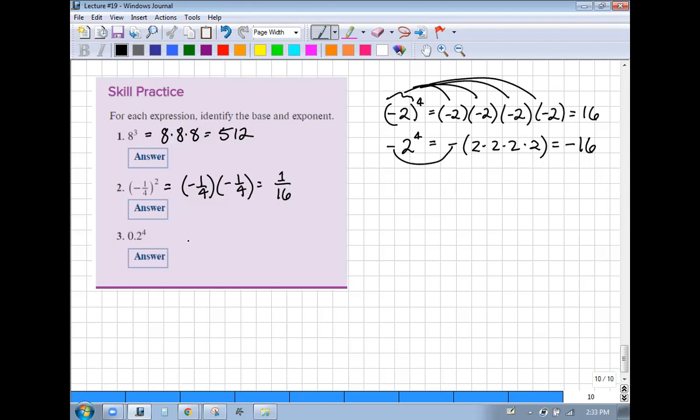Okay. So 0.2 to the 4th is 0.2 times 0.2 times 0.2 times 0.2, 4 times. If we plug this in, 0.2 times 0.2 times 0.2 times 0.2 is 0.0016.